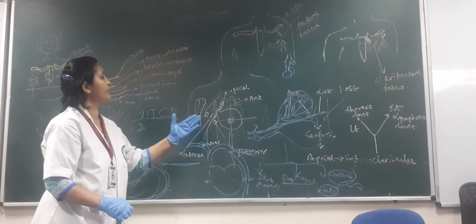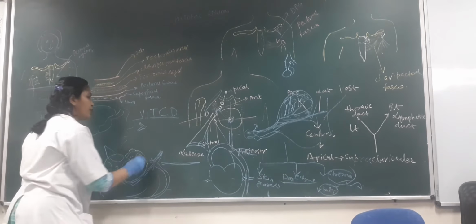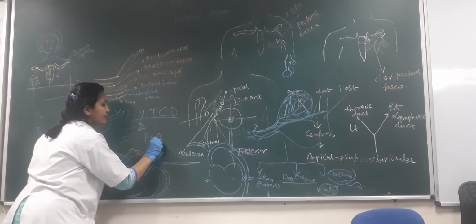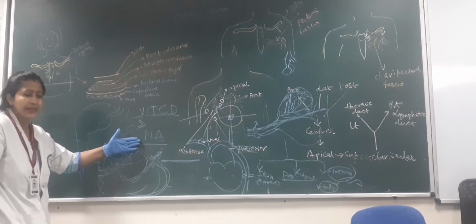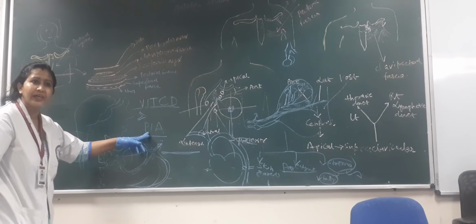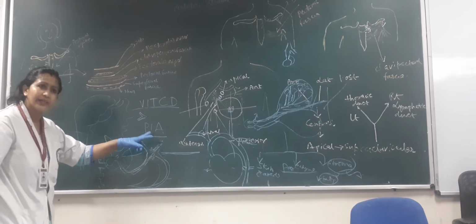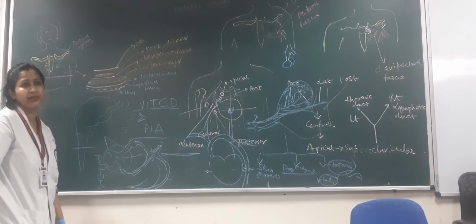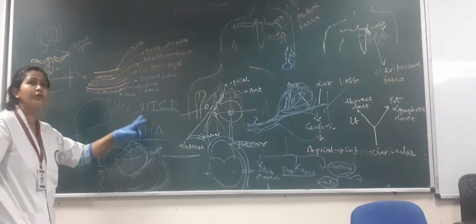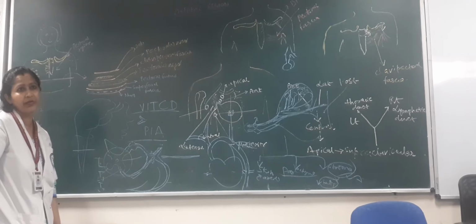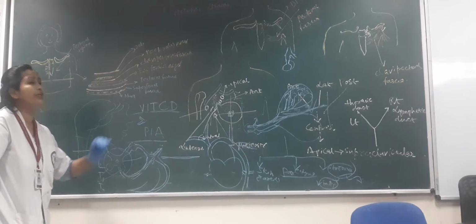So regarding the arterial supply, venous drainage as well as the lymphatic drainage, for all the mnemonic is PIA, that is posterior intercostal artery, internal thoracic artery and axillary artery. Vein: posterior intercostal vein, internal thoracic vein and the axillary vein. Lymph node: posterior intercostal lymph node, internal thoracic lymph node and axillary lymph node. 75% of the mammary gland, the breast tissue, is drained to the axillary lymph node.